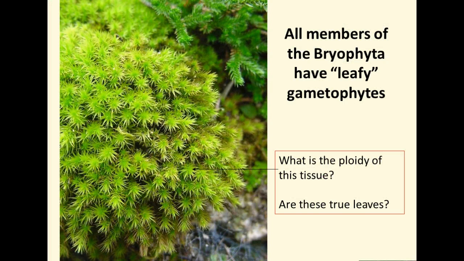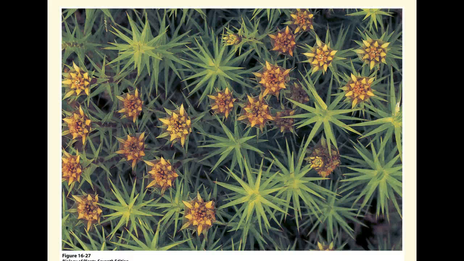Okay, so they all have these leafy gametophytes. What's the ploidy level? Diploid or haploid? Haploid. Are these true leaves? No. So they do not have a central vein. They do not have real vascular tissue.